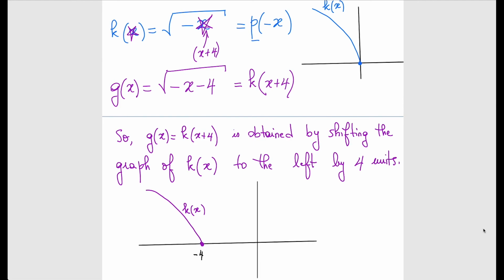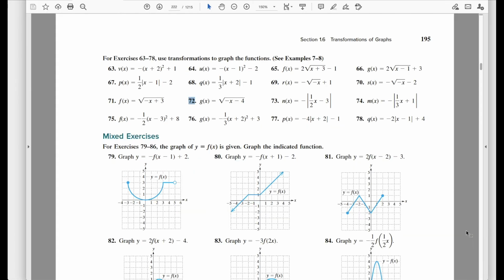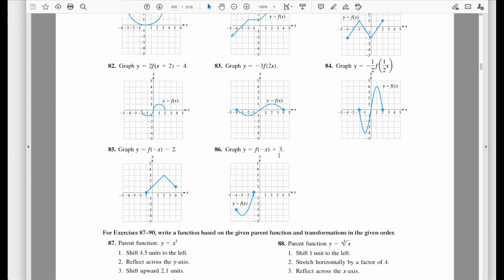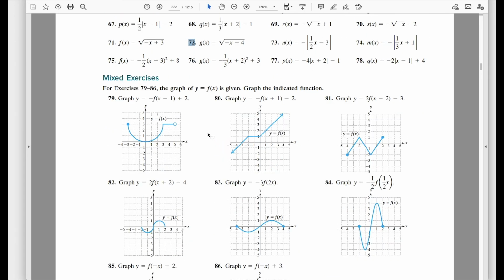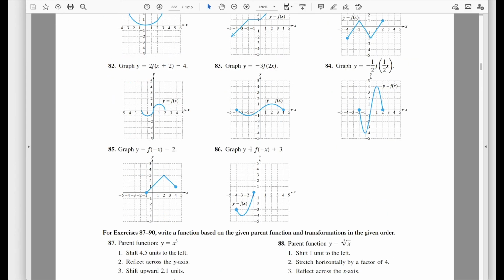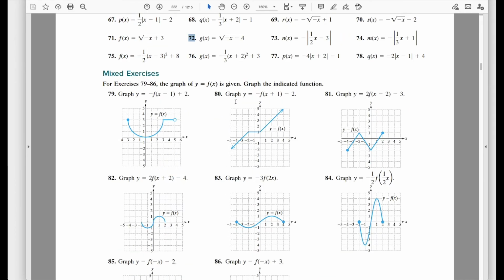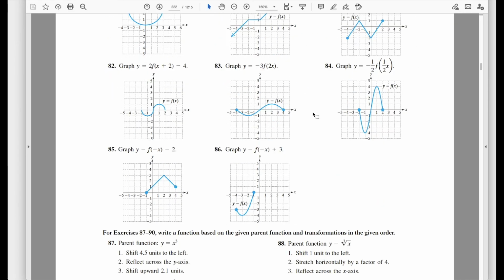Let's now move to a different problem. How about 86? So the question for 86 is, use the graph of f given. So they gave us f, and graph this indicated function. This is f. What they want is this new function f of negative x plus 3.